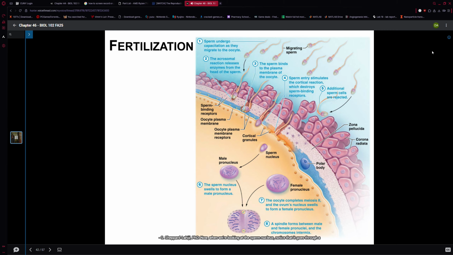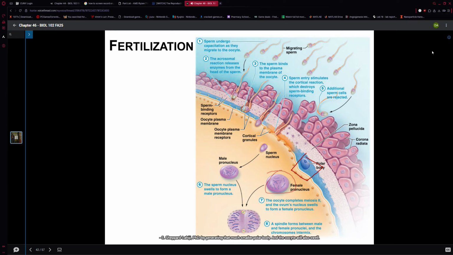Now, when we're looking at the sperm nucleus, notice that it goes through a change from sperm nucleus to male pronucleus. So there is a swelling that occurs. There will be microtubules that sprout, and that's going to help to push the sperm pronucleus towards the center of the egg. Now, as a reminder, our secondary oocyte was paused within the process of cell division. So once we have a fertilization event, we can continue with the process of meiosis II. And we need to shed some of that excess genetic information, which is why we see this polar body here.